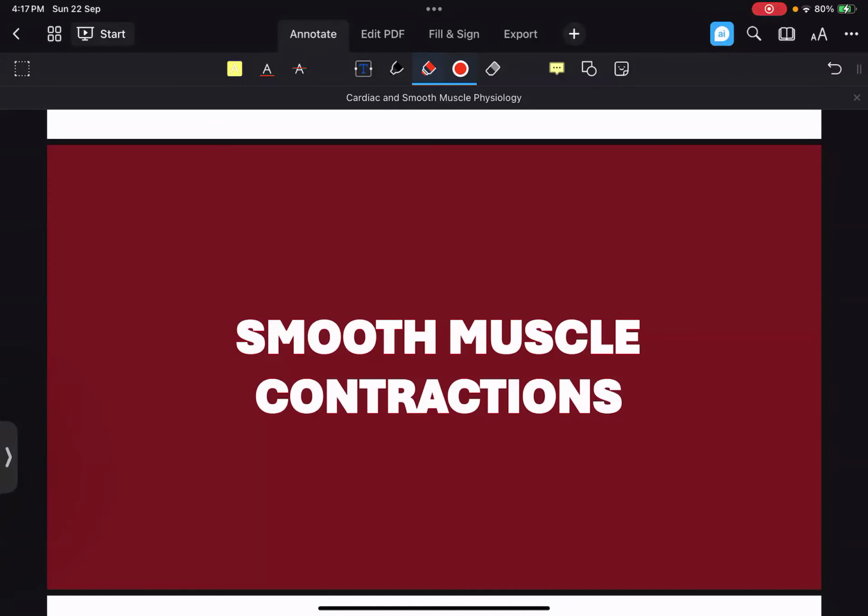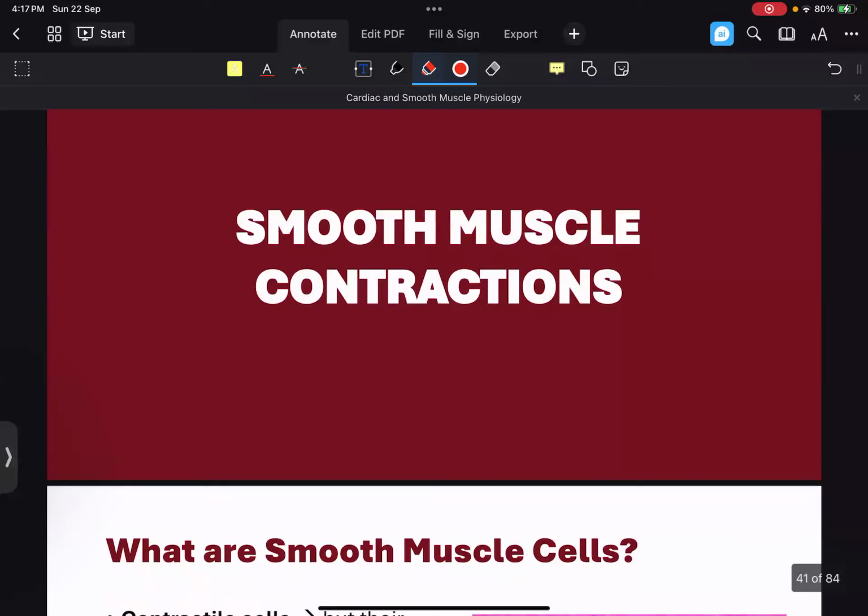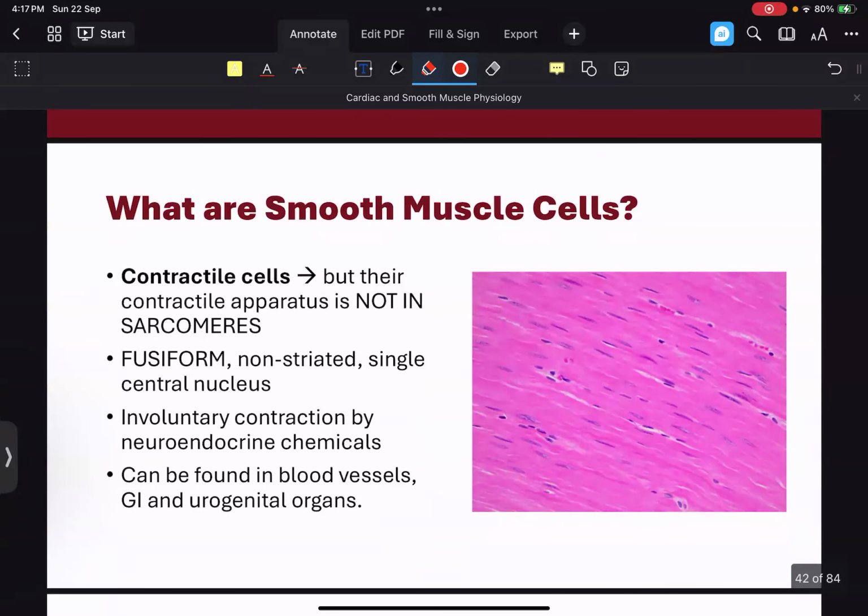All right, perfect. So moving on to smooth muscle contractions. Once again, we're just going to begin with a brief description of what smooth muscle cells are. Once again, they are contractile cells, but their contractile apparatus is not in sarcomeres. So basically, they do have the same structure. They do have thin and thick filaments. They're just not arranged in sarcomeres, so they're not arranged in the A band, I band, that kind of thing.